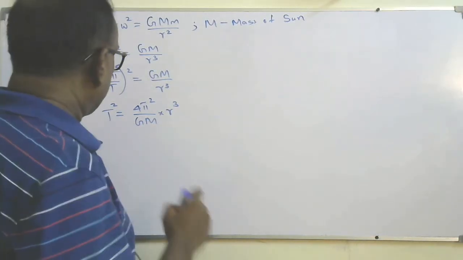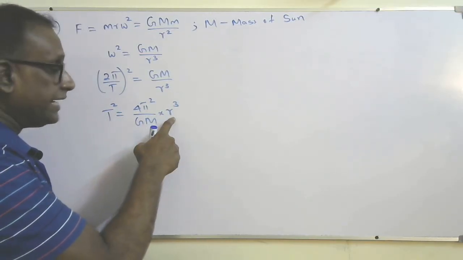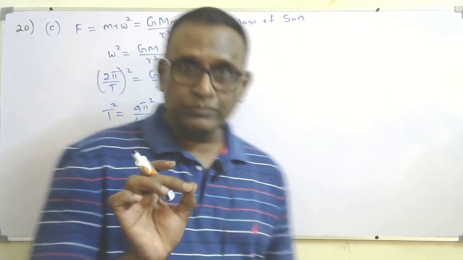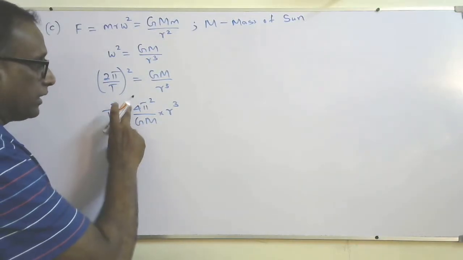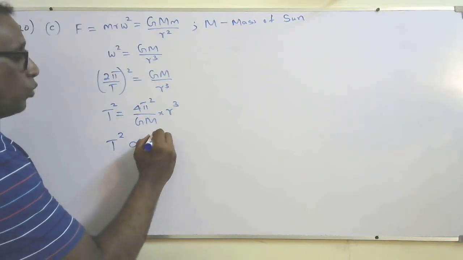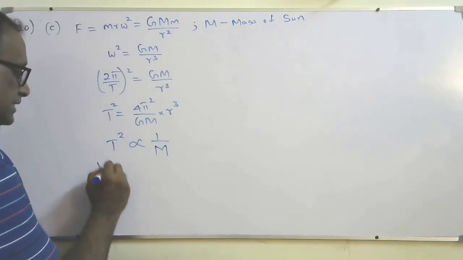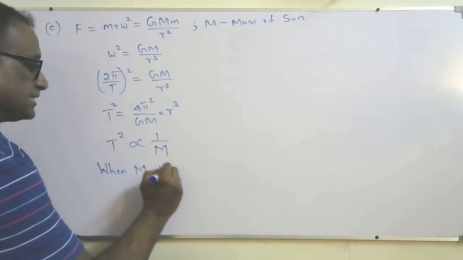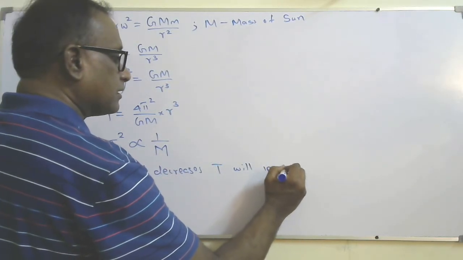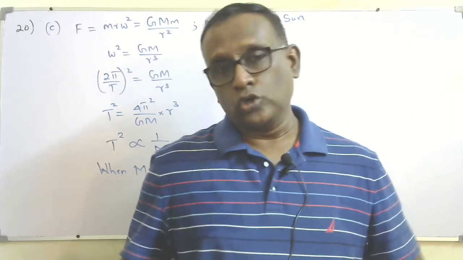So here the period of the Earth's orbit around the Sun is given by this equation, and they are saying the radius of the Earth's orbit around the Sun is not changing, it's remaining the same. Only the mass of the Sun is decreasing, all of the other factors remaining the same. Therefore, I can say T squared is proportional to 1 over M, or T is inversely proportional to M. So when M decreases, T will increase. So the time period of the Earth around the Sun will be more than 1 year.